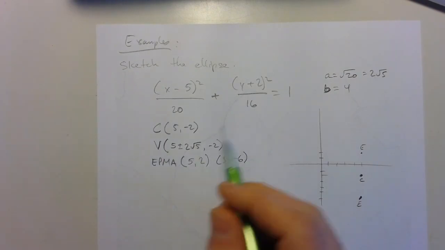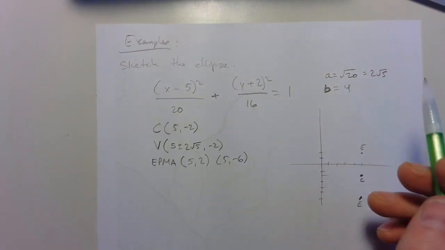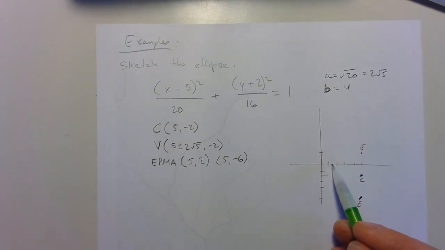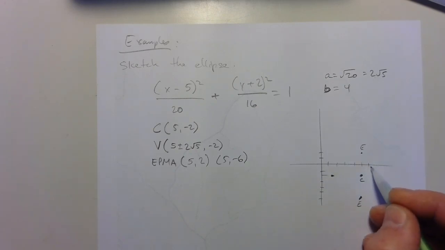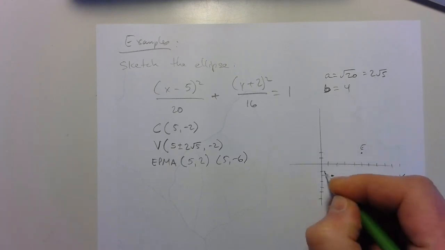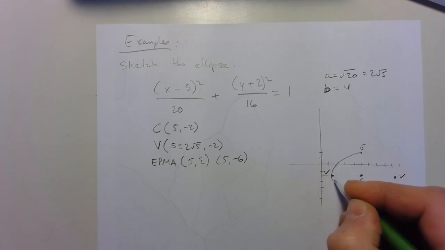This is going to go out about the square root of 20. Remember, the square root of 20 is somewhere between 4 and 5. 1, 2, 3, 4. So I'm going to do right in the middle. 1, 2, 3, 4, 5. Okay, so those are my vertices, and then I sketch it.